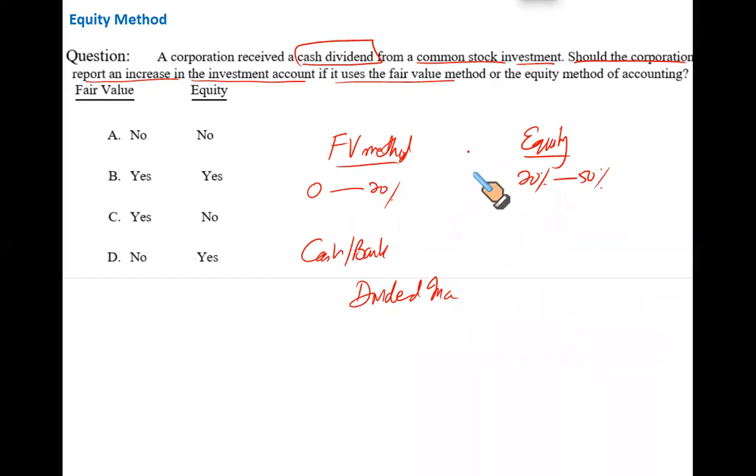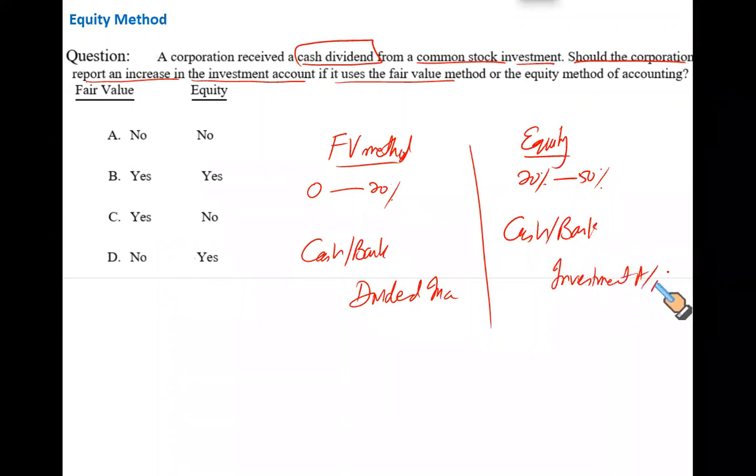Right? And when you receive dividends from your equity-based investee, in that case, you debit cash in bank and you credit the investment account. This is what we've just discussed. Now read the question again. A corporation received cash dividend from a common stock investment. Should the corporation report an increase? Let me highlight the specific part. An increase in the investment account if it uses fair value method or the equity method.